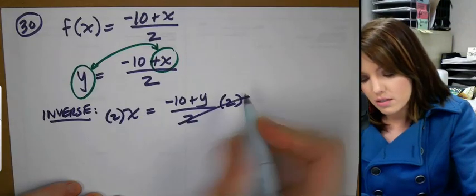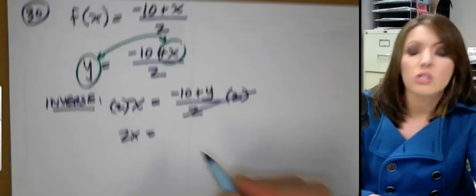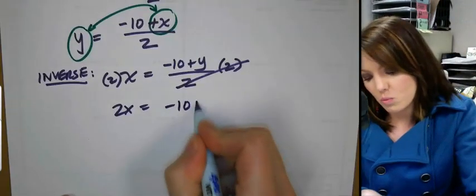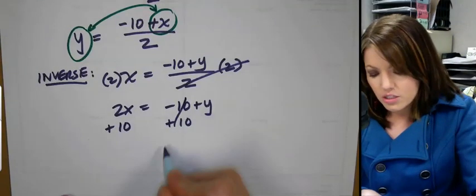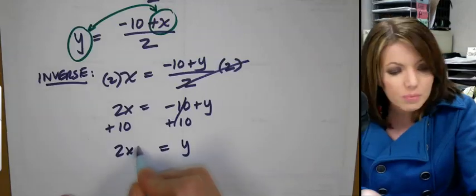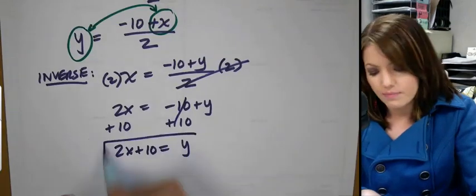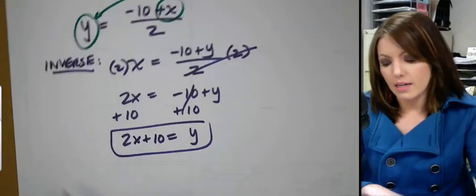Okay, so the way that we would do that, first we would want to multiply by 2 on both sides. So 2x equals, make sure you all can see still, negative 10 plus y. Then the last step is we want to add 10 to both sides. So we get y equals 2x plus 10, which is our beloved c again.